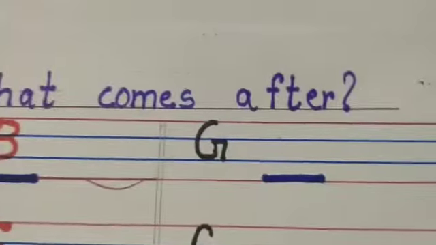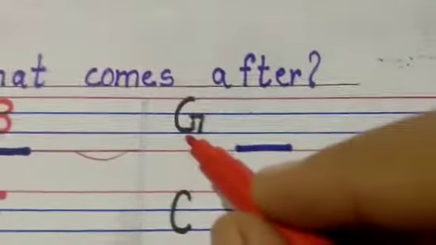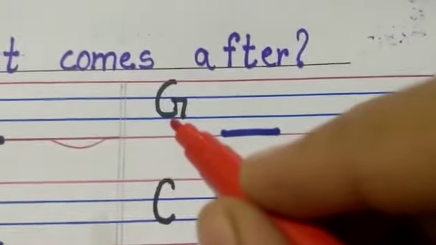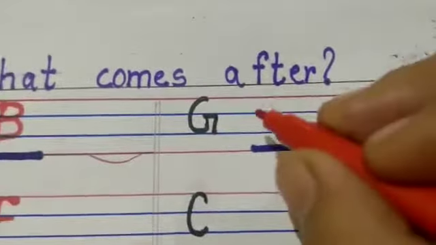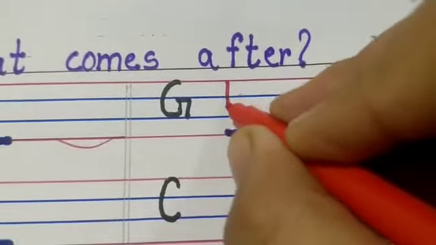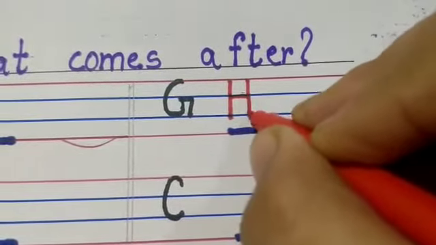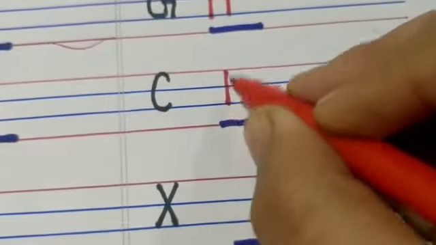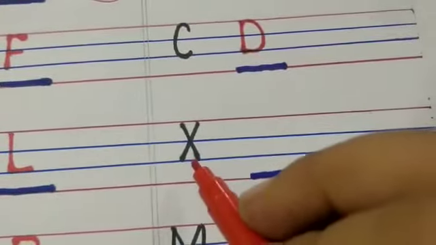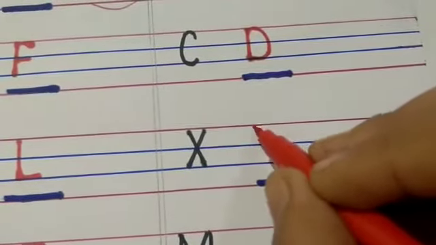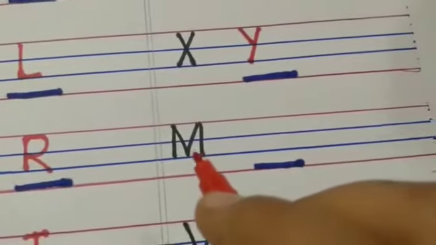Okay, next. Which letter you can see here? This is letter G. What comes after capital G? H. Which letter you can see here? Capital C. What comes after capital C? We will write here capital D. Which letter you can see here? X. What comes after X? Y. Capital Y. Which letter you can see here? Capital M. What comes after capital M?